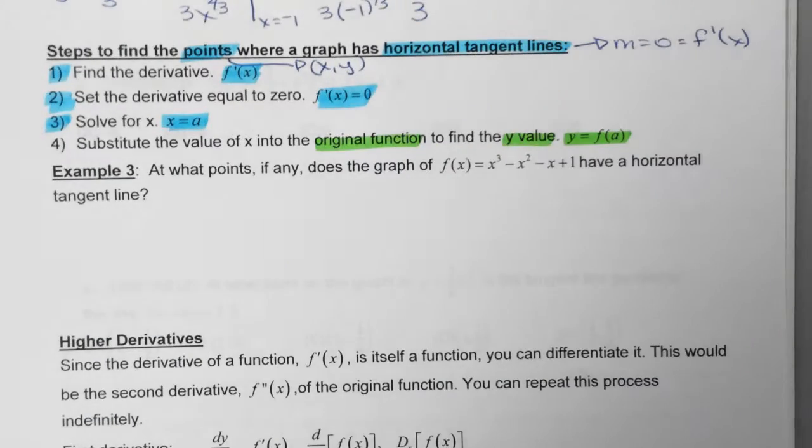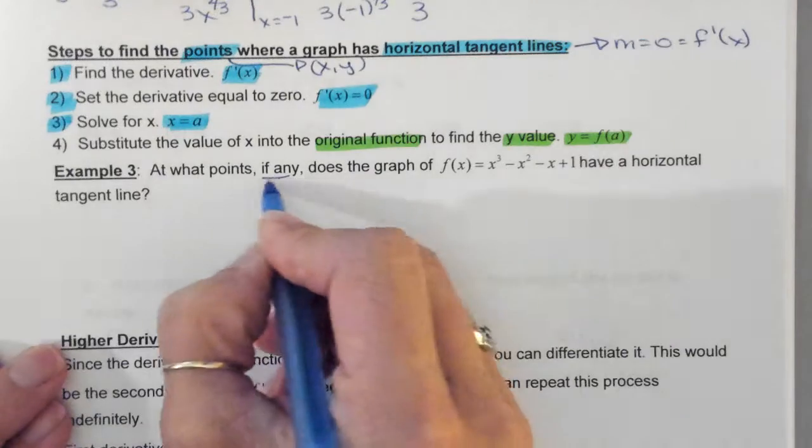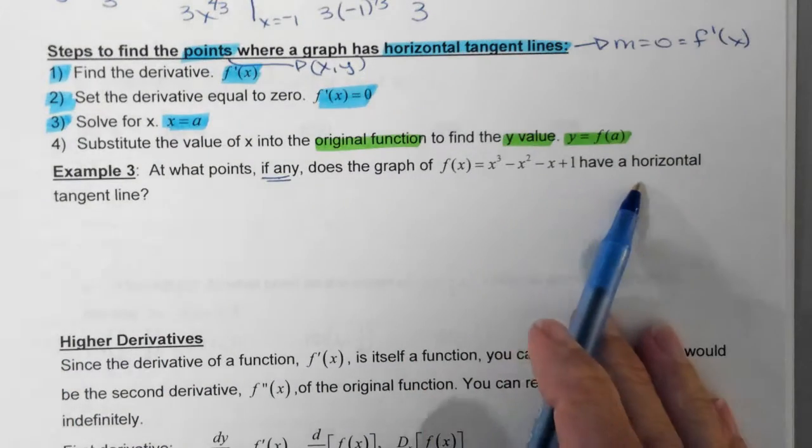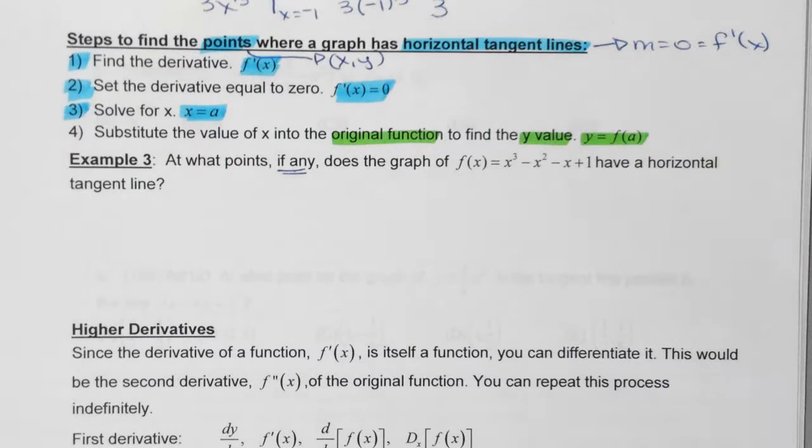All right, well, how does this work? It says, at what points, if any, does the graph have a horizontal tangent line? So we're going to follow the steps, but I want to ask you really quick, what does that mean, if any? Oh, you might not have any. Man, did they really have to throw that in there? All I'm going to do is solve.